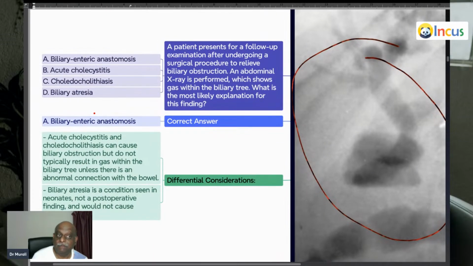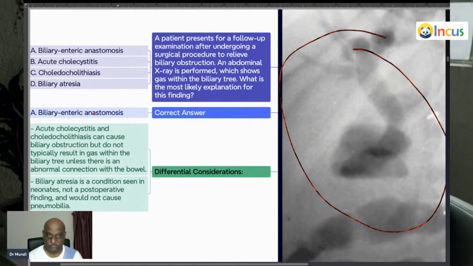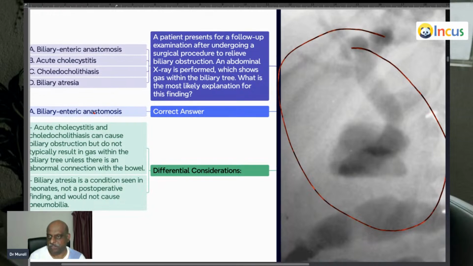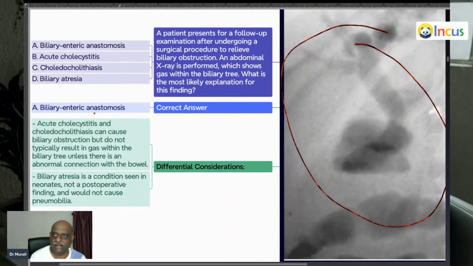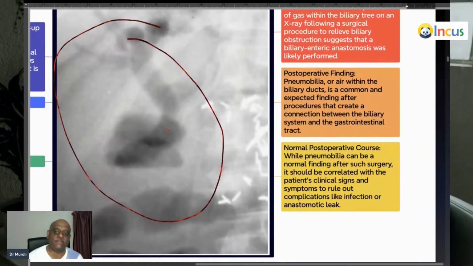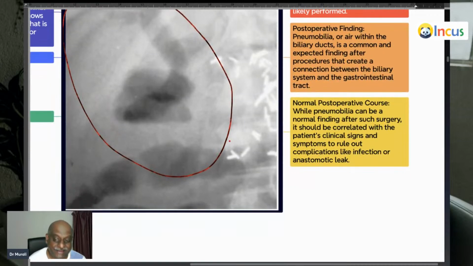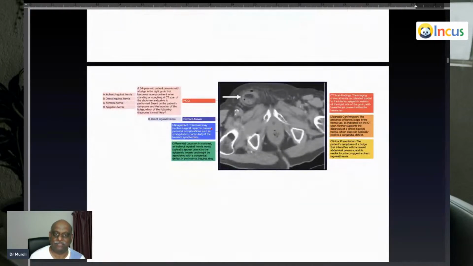So it is biliary enteric anastomosis that can develop because of the procedure done for the biliary obstruction between the stomach and bile duct. There can be development of anastomosis, which can lead to the development of gas in the biliary tree, which is called pneumobilia, is what you need to remember.